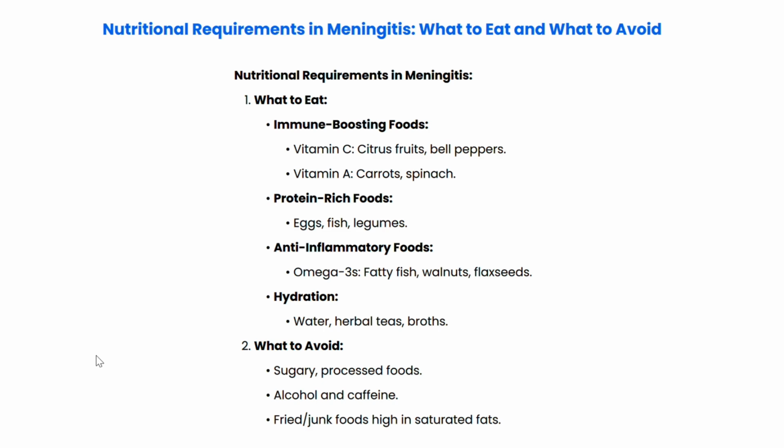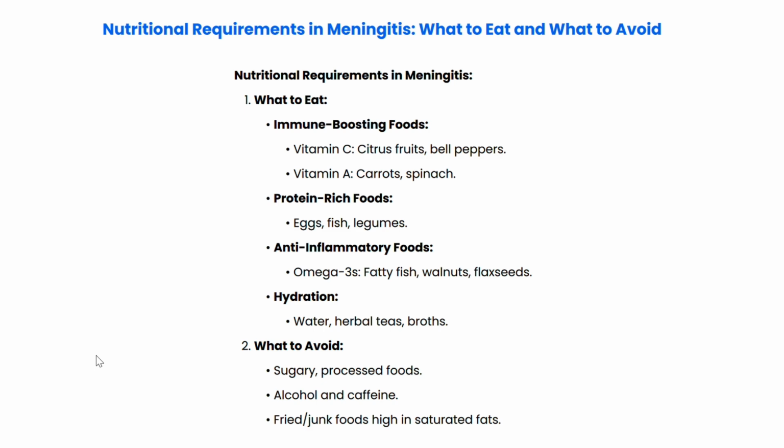First, prioritize a nutrient-dense diet rich in vitamins and minerals. Foods high in vitamin C, such as citrus fruits, bell peppers, and strawberries, help boost immunity. Vitamin A-rich foods like carrots and spinach are also essential for repairing tissues.